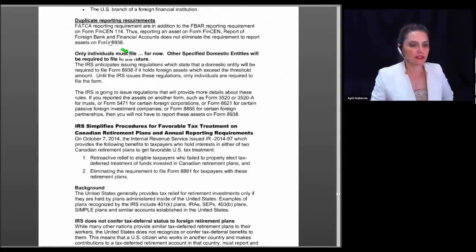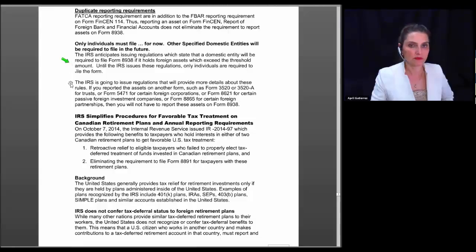Duplicate reporting requirements, as I've said, because FBAR and FATCA have different reporting requirements, it is often the case that you have to do both, and that gets to be pretty arduous when you're doing both. It's really time-consuming.